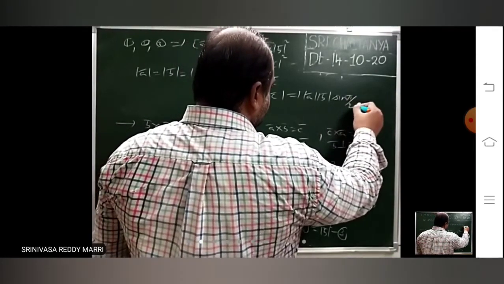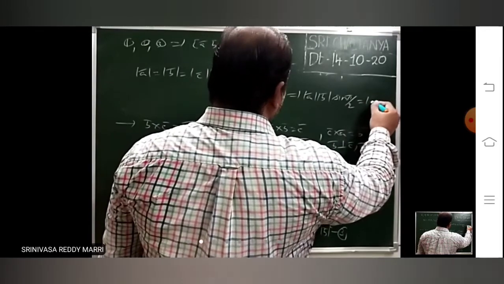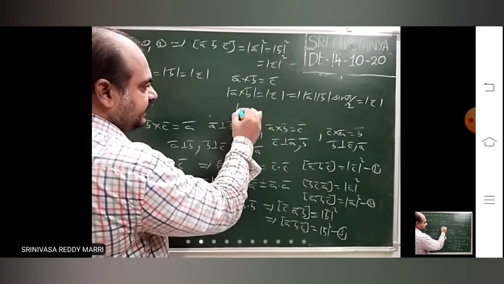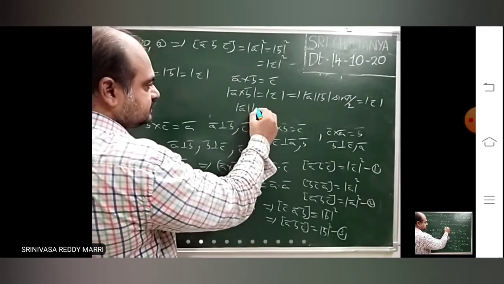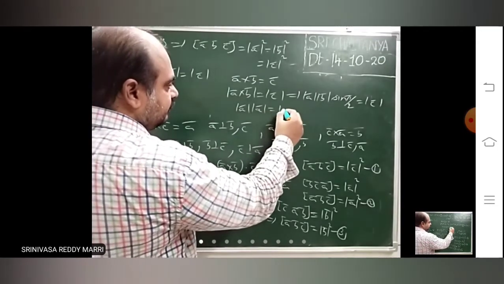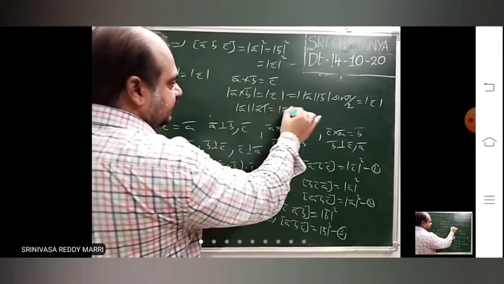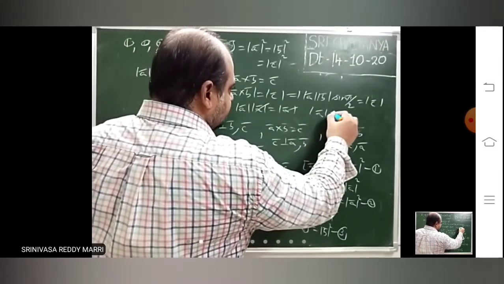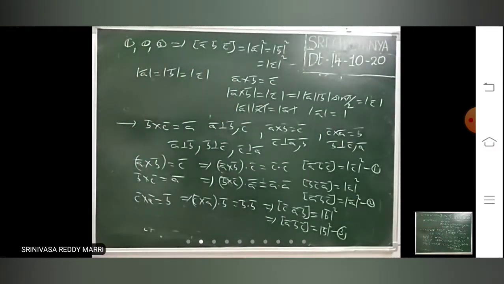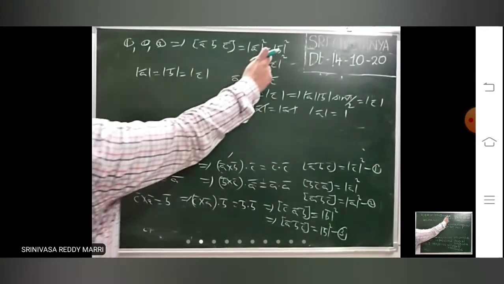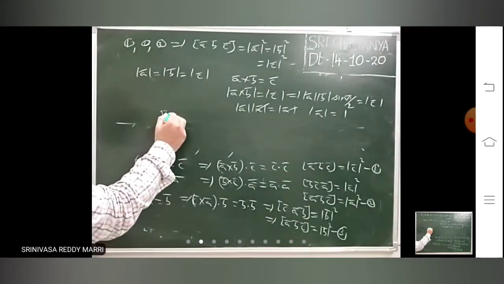Pi by 2 angle. This is nothing but modulus C bar. Now if you look at modulus B bar, you can write modulus A bar equal to modulus C bar. Therefore, this is cancelled. Modulus A bar equal to 1 implies modulus B bar will be 1, modulus C bar will be 1.